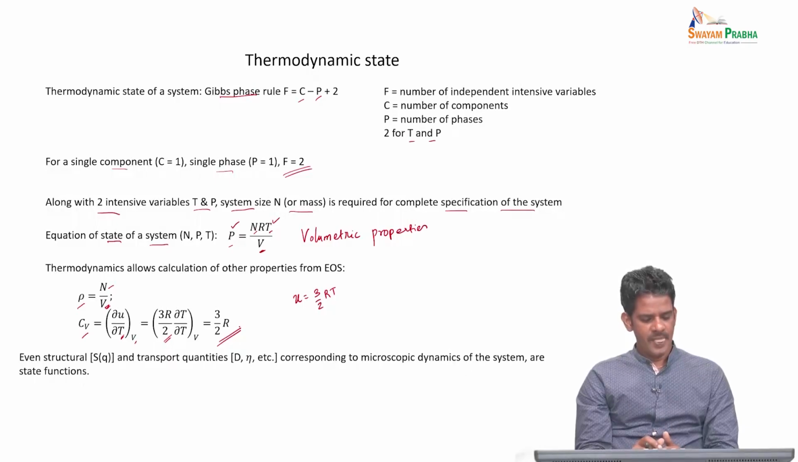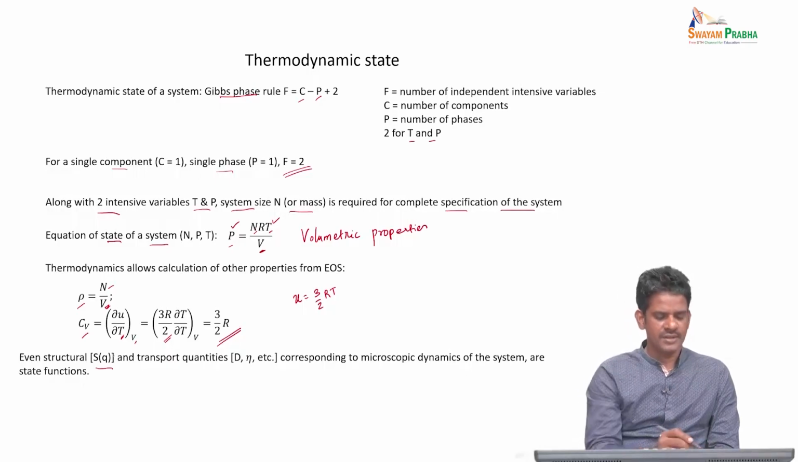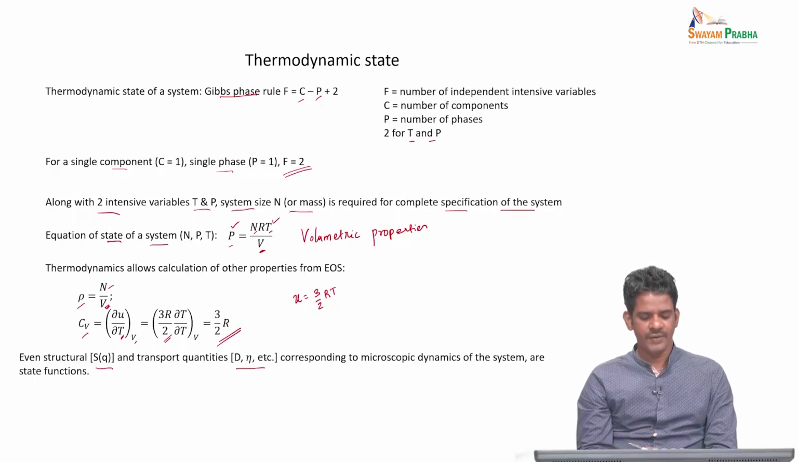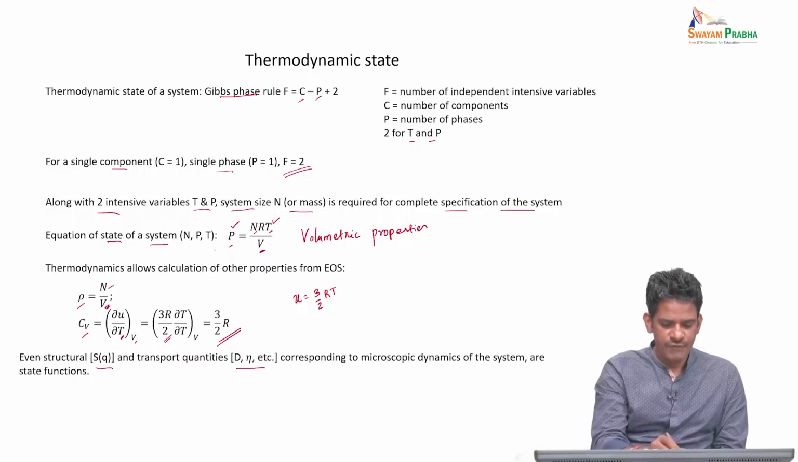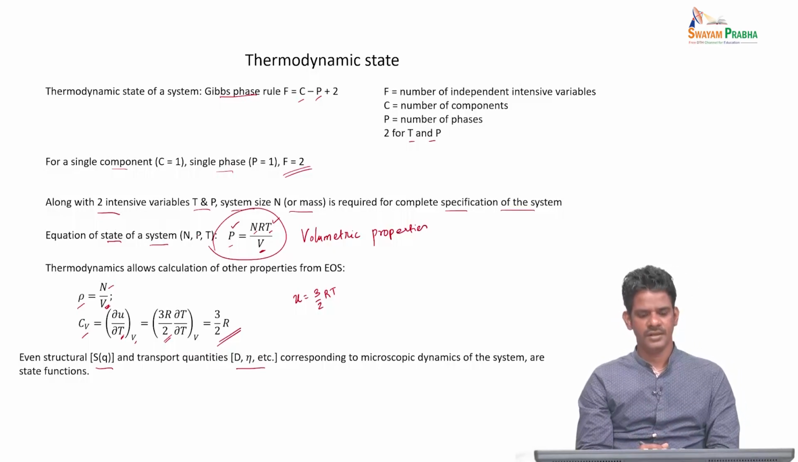Now, in many cases, even the structural quantities such as the structure factor, transport quantities such as diffusivity, thermal conductivity, viscosity, these are all properties that are related to state functions, and once you specify what the state of the system is, like temperature, pressure, and number of molecules, then all these properties could be connected to the equation of state. So this works perfectly fine as long as you have this information such as the equation of state of the system or the free energy of the system.